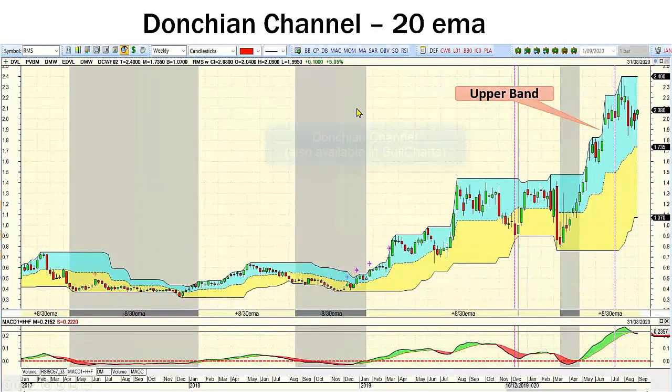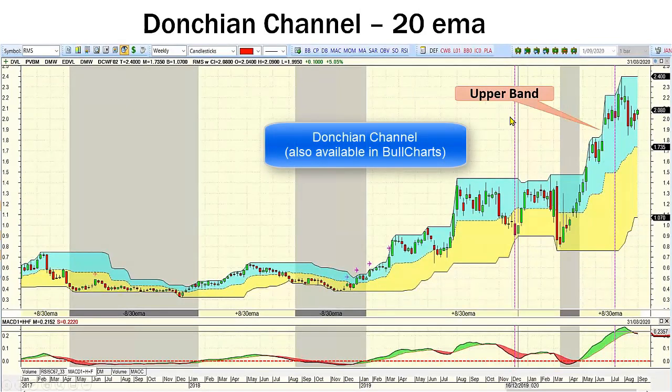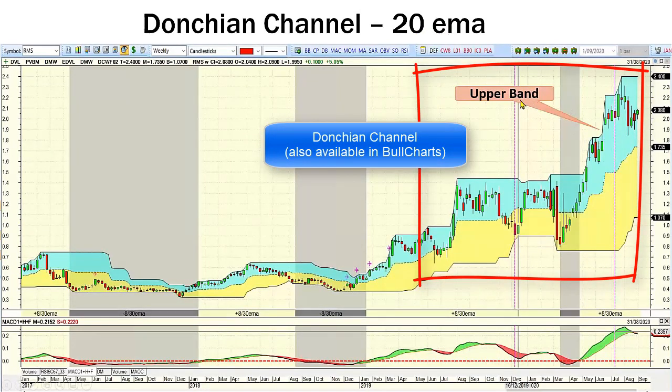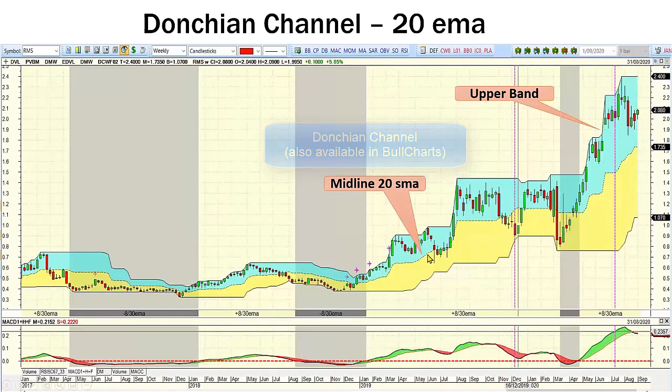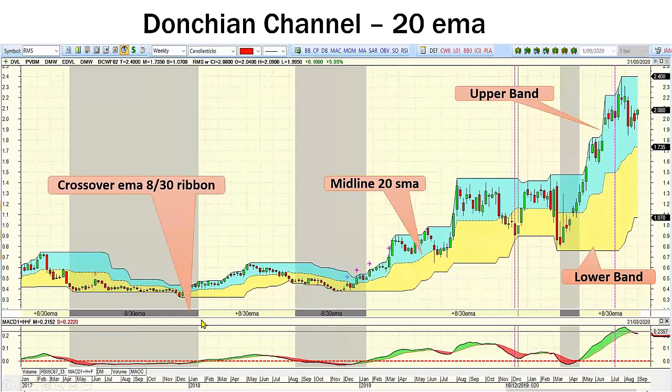The Donchian channels, which I talked about previously, this is the standard. I have played around from 20 to 60 EMA. At the moment, I'm back to 20. This is the upper band. This is the midline, once again the simple moving average. And down the bottom here, we've got the lower band. Once again, we've got the 8-30 EMA ribbon.